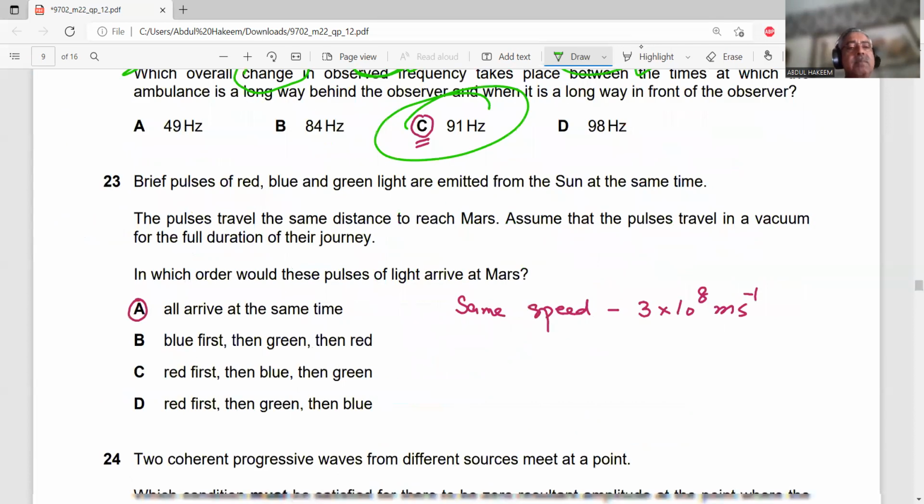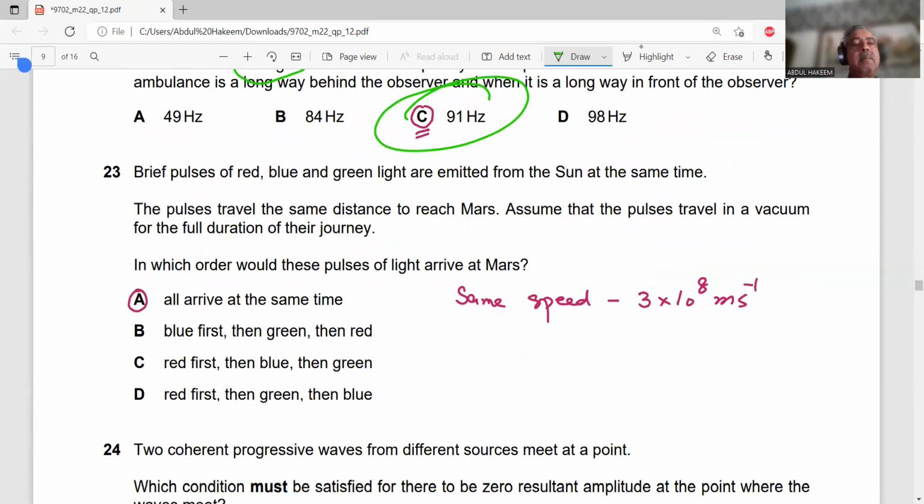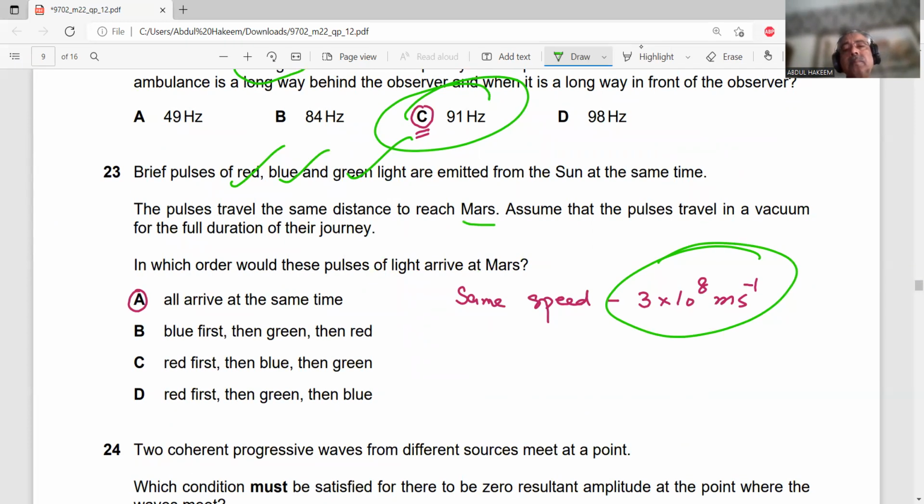And the next question, number 23: brief pulses of red, blue, and green light are emitted from the Sun at the same time. They have different frequencies and different wavelengths, but do remember, all are electromagnetic waves, so they will travel with the same speed, which is the speed of light. The pulses travel the same distance to reach Mars. Assuming that the pulses travel in a vacuum for the full duration of their journey, in which order would the pulses of light arrive at Mars?